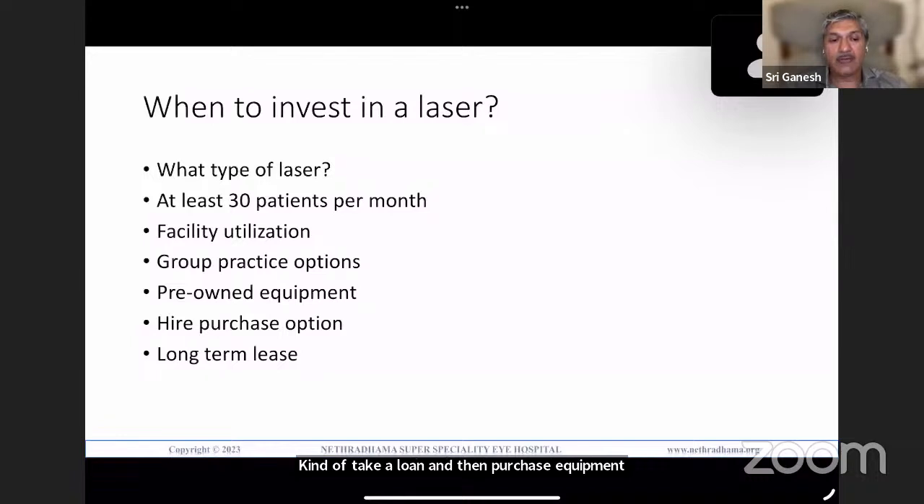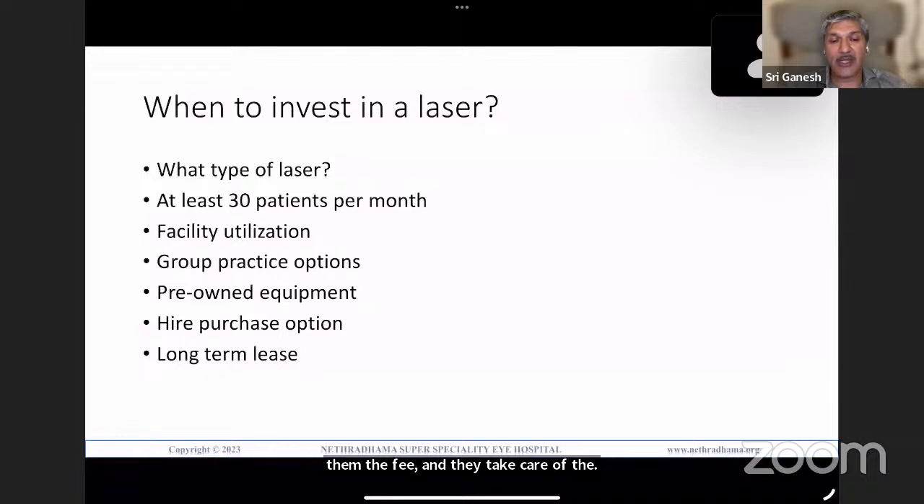You can also have options for long-term lease, but these are basically offered for busy refractive surgery practices where the company will place the machine. They won't sell you the machine, but they'll just keep the machine, and you give them a minimum commitment of maybe 100 eyes a month or so, and then pay them the fee, and they take care of the CMCs and all that.